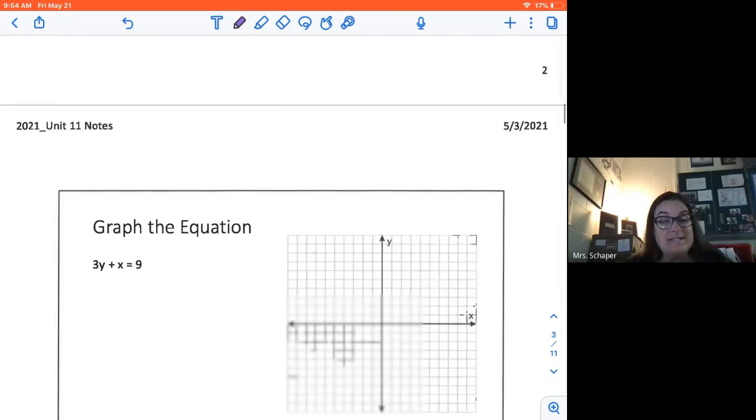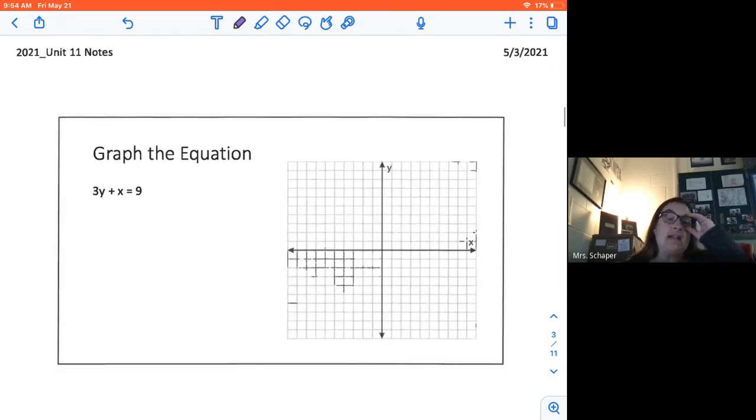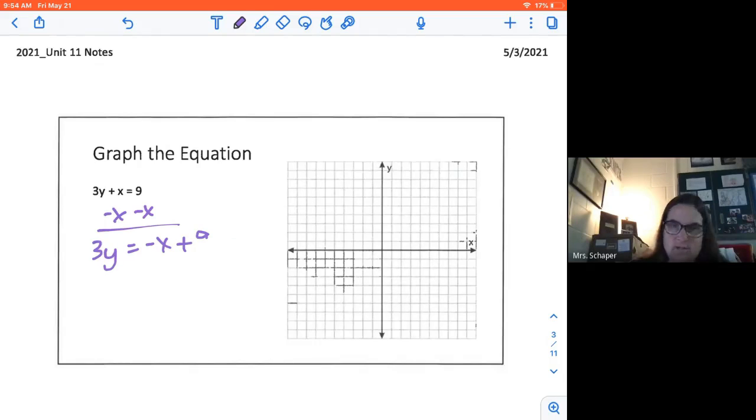All right, this one's in standard form. I have two options. I can either graph it using the intercepts or I can rewrite it in slope-intercept form. I think for some of us, we like rewriting it in slope-intercept form because that's a little bit more comfortable for us, and that's totally fine. So we're going to divide everything by 3. So y is equal to negative 1/3 x plus 3.